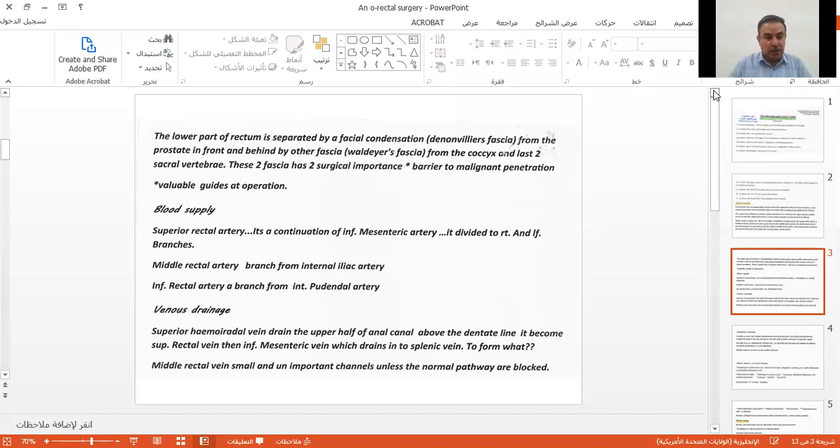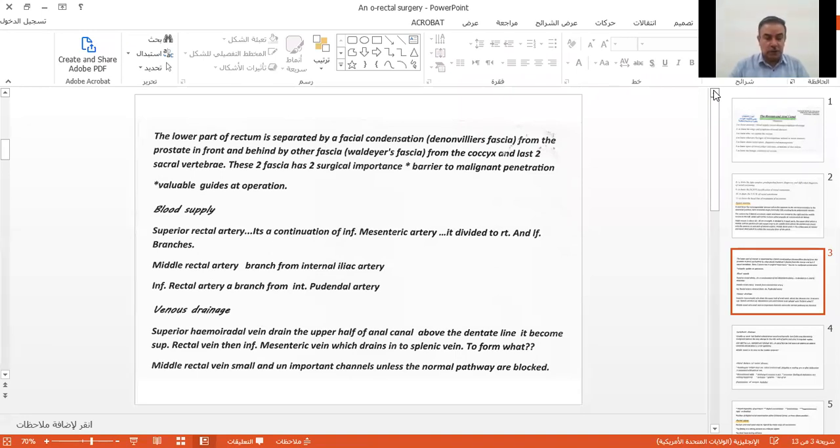Blood supply: the superior rectal artery is a continuation of the inferior mesenteric artery, divided into right and left branches. The middle rectal artery is a branch of the internal iliac artery, and the inferior rectal artery is a branch from the internal pudendal artery. This is the blood supply of the rectum.